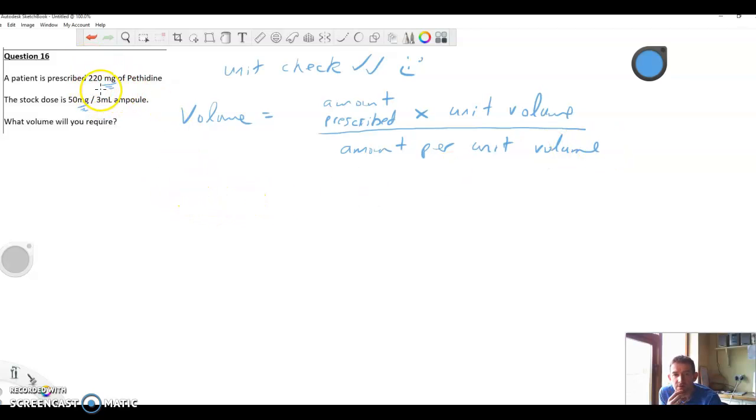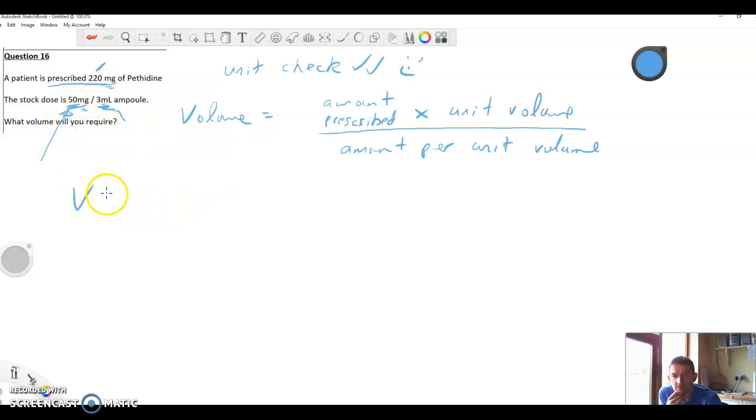So where are these figures? Well, the amount prescribed, that's the prescribed amount there, 220 milligrams. The unit volume is 3 mils. That's our unit volume there. And 50 milligrams is the amount per unit volume. That's the amount in each unit, 50 milligrams in each ampule.